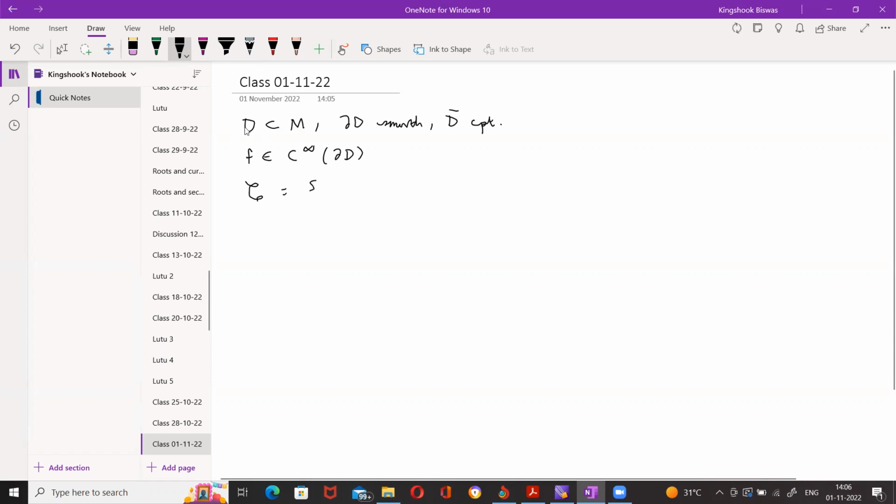So this is the set of u in C infinity of D closure, let's say, such that u restricted to the boundary of D is equal to f. Okay. So this space, what is the structure of this space?